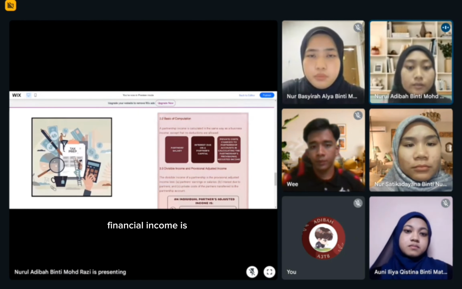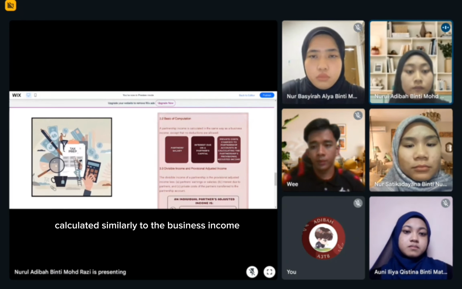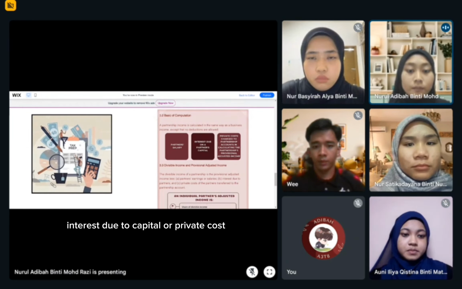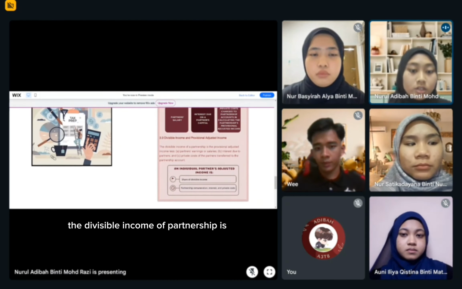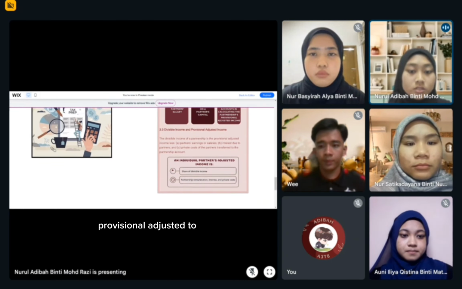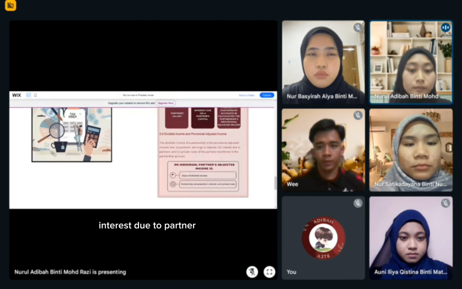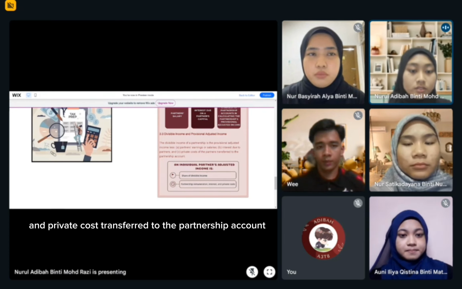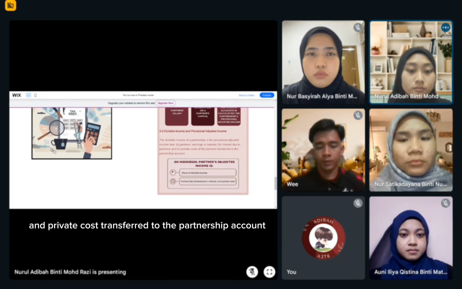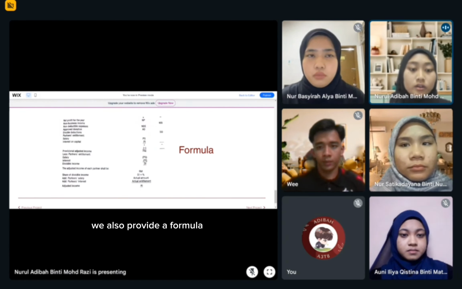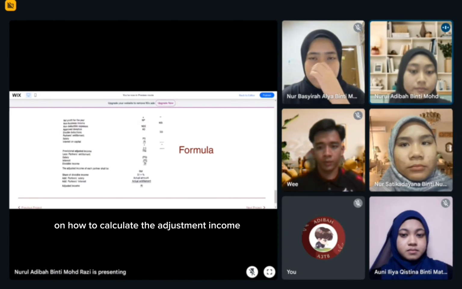Partnership income is calculated similarly to business income with no deduction allowed for the partner salary, interest due on capital, or private costs. The divisible income of partnership is the adjusted income less partner earnings or salaries, interest due to partner, and private costs transferred to the partnership account. As you can see, we also provide a formula on how to calculate the adjusted income.